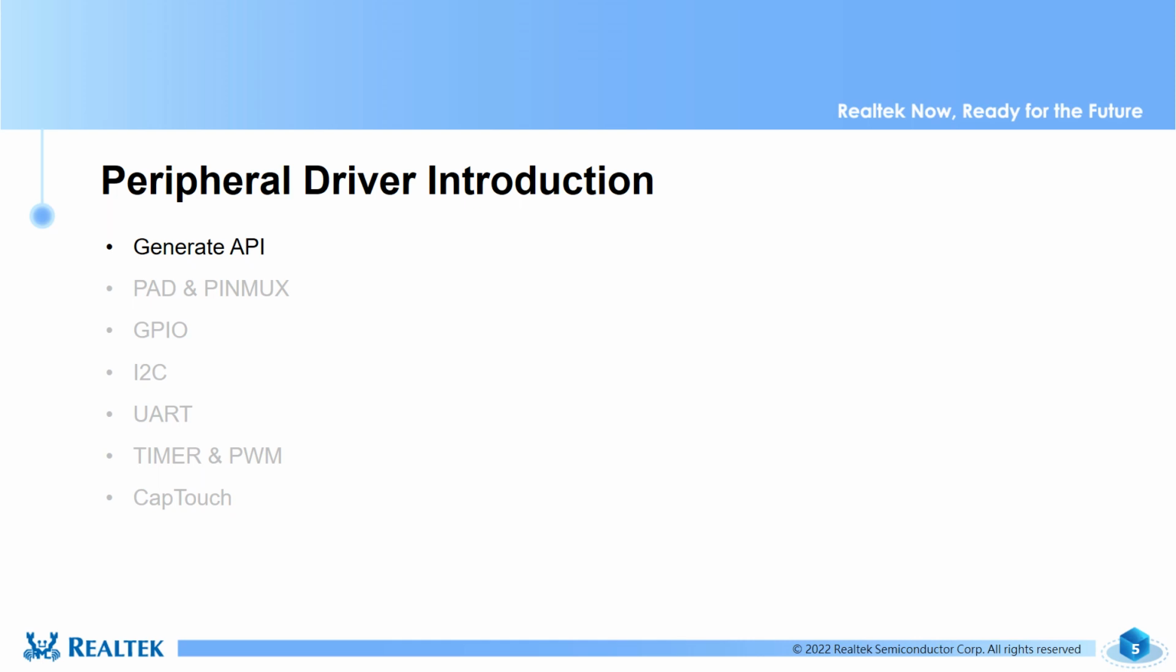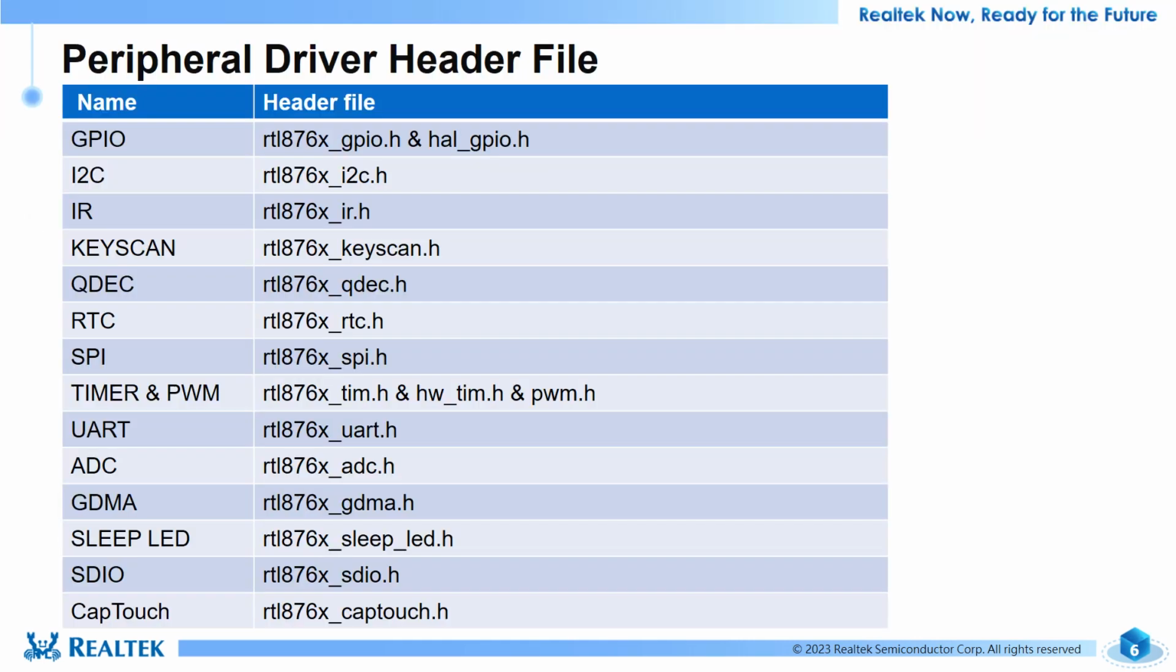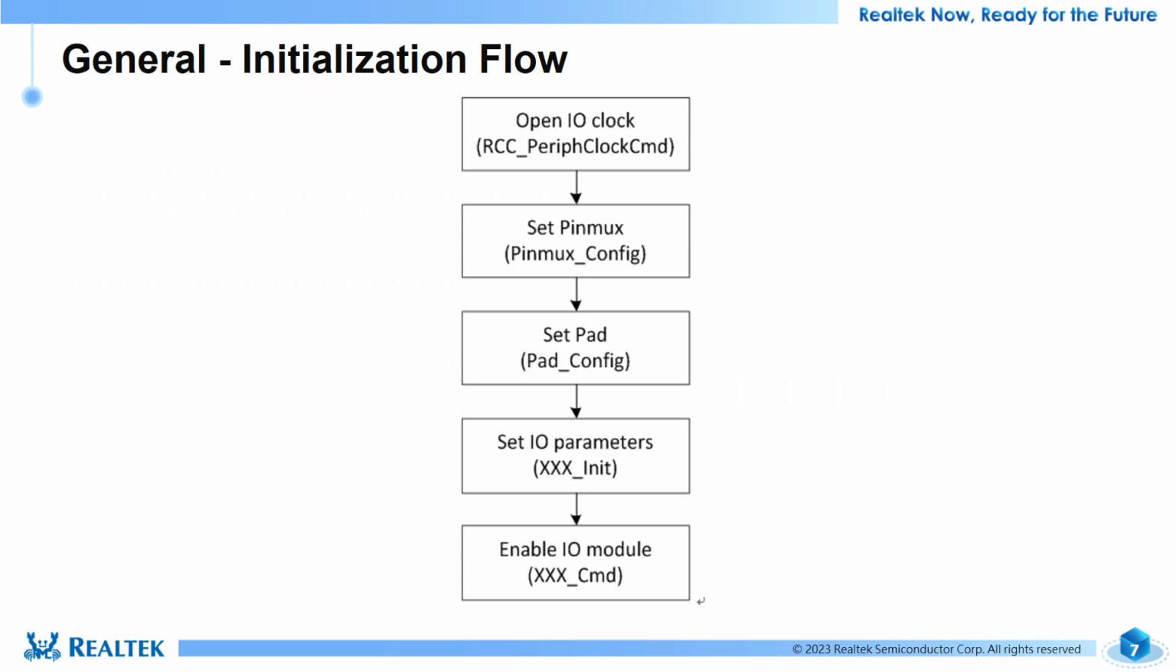Next, I will introduce some peripherals and how to use their API. The following table shows the header file names for some peripherals. The following figure shows the initialization flowchart of the peripheral. Most peripherals can be initialized following this process.